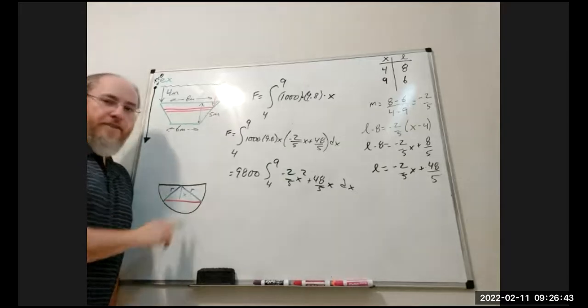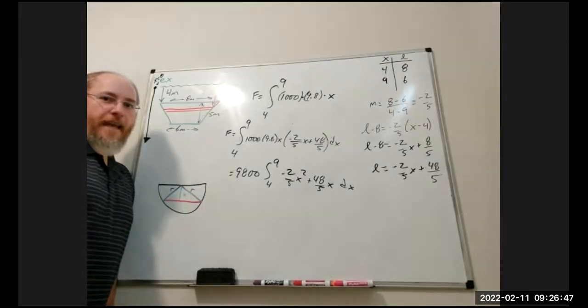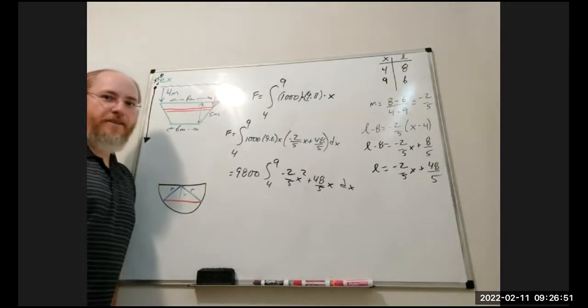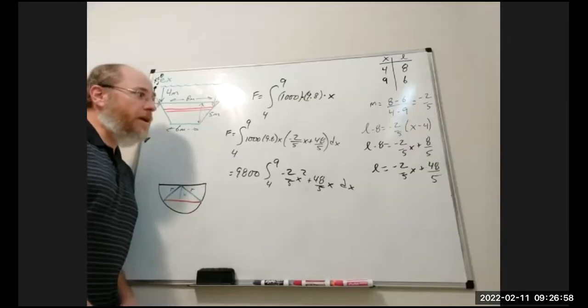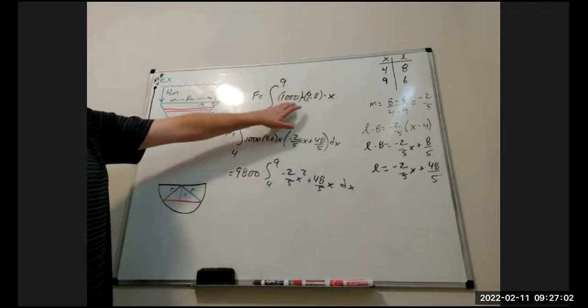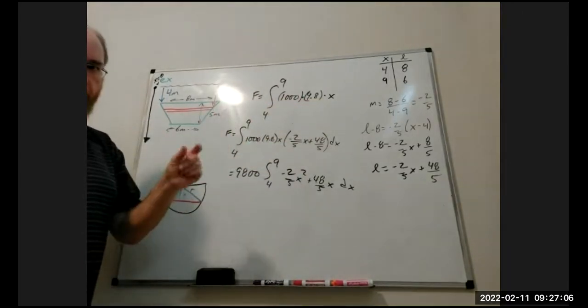Because for a lot of us, geometry isn't a strong suit, it's not one of our strengths. And this is algebraic geometry, right? We're not just drawing pretty pictures. We're having to use algebra to calculate things. So be prepared for that to be the hard part. Because the rho and the g, the depth, the rho and the g are easy, easy, easy.